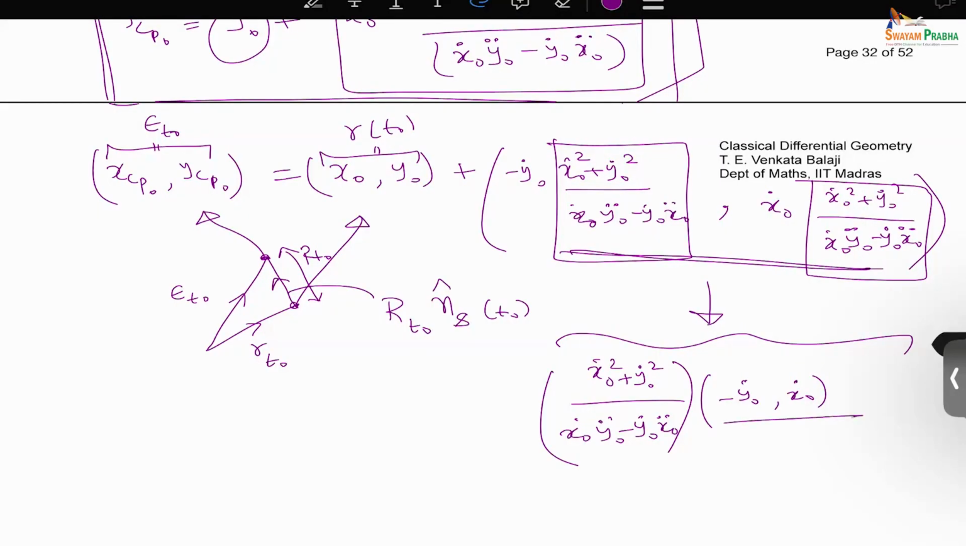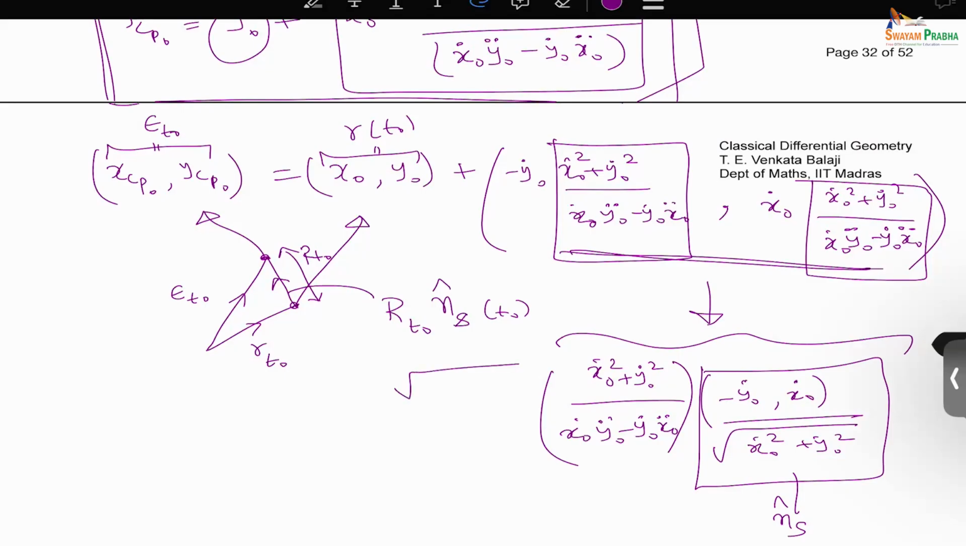If you want the signed unit normal, what you have to do is divide by the length. Therefore, if I divide by root of x naught dot squared plus y naught dot squared, then this fellow is exactly the signed unit normal. And because I divided by this, I have to multiply here by root of x naught dot squared plus y naught dot squared. So this is what I get here.